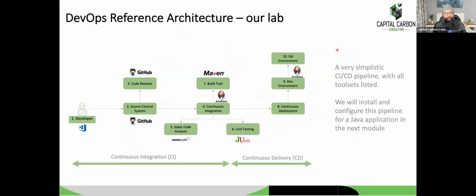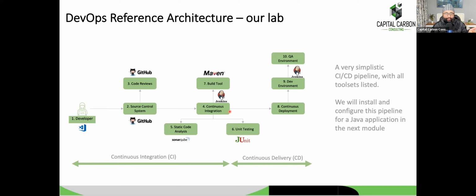Now let's come to the reference architecture that we will set up in our lab. So you have a developer here at number one. The developer commits code to the source control system. This could be for a new feature. This could be for fixing a defect. And then the code reviews happen, right? Again, within GitHub itself.